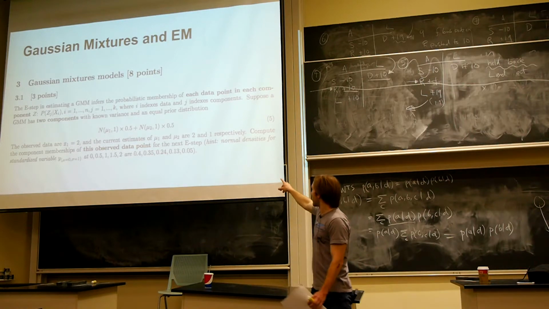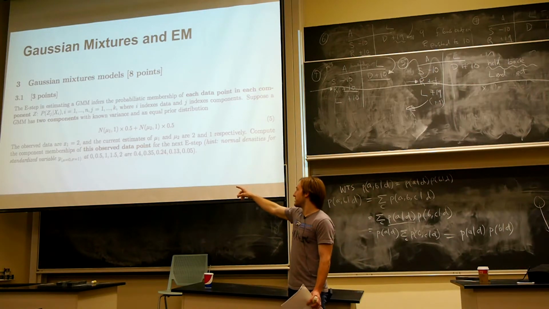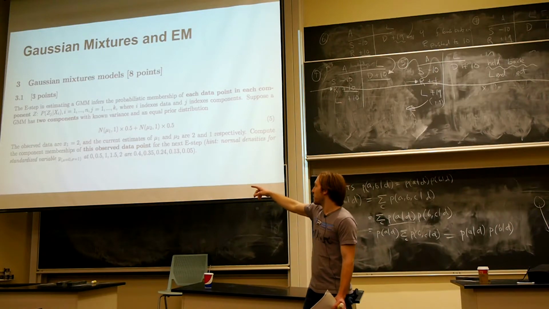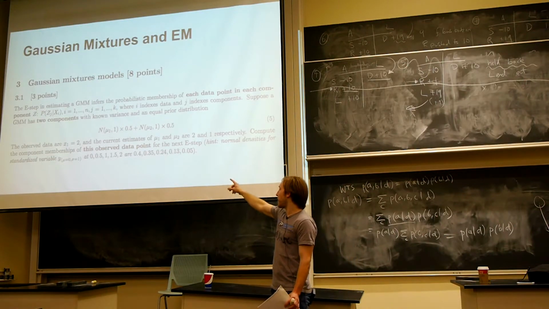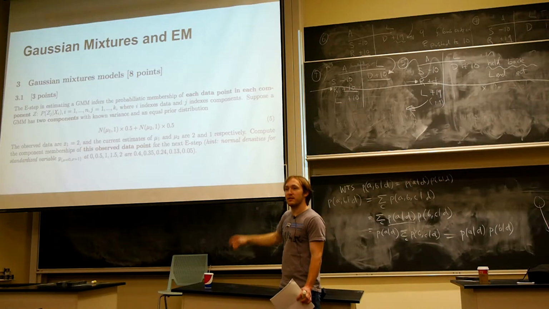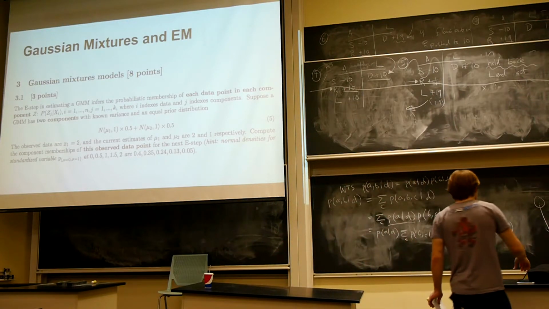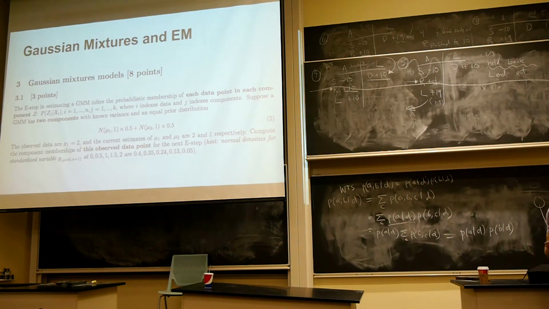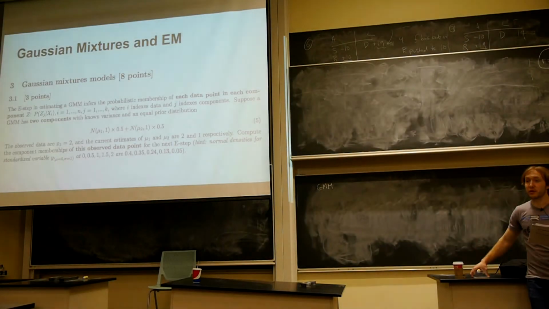And a little hint, we're giving you normal densities for the standardized variable, the standard normal random variable, at these values: 0, 0.5, 1, 1.5, and 2 are these guys here. So go ahead and try to work through computing this probability, and then we'll talk about it in a couple of minutes. OK, I think we'll start to go through it.